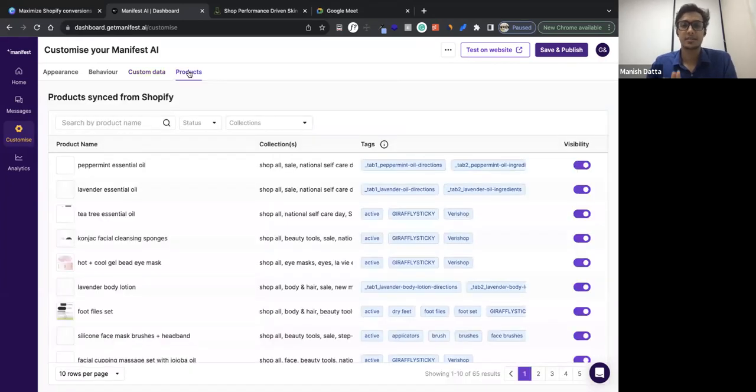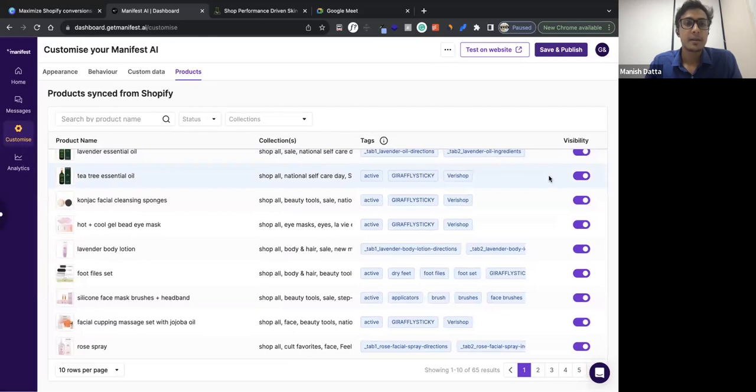The final section is just a view of all the products you have. And again, you have control here as well. You can, for example, choose to turn off or on the visibility of the assistant in case you want to not merchandise some products. You get to do that. If you don't want the assistant to recommend some products, you can control it from here.